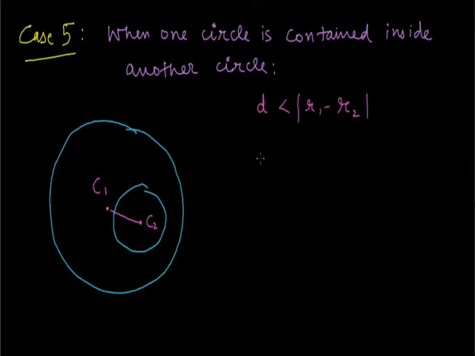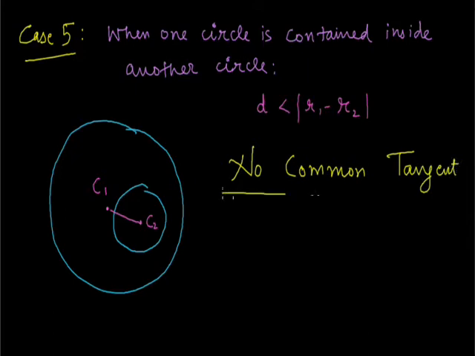As you can see over here, there could be no common tangent. So in this scenario, there will be no common tangent, so there is no point of talking about DCT or TCT. So these are the cases which are possible in case of common tangents. Now with the help of these conditions, we can easily identify the position of given circles and solve the given problems accordingly. Thank you.